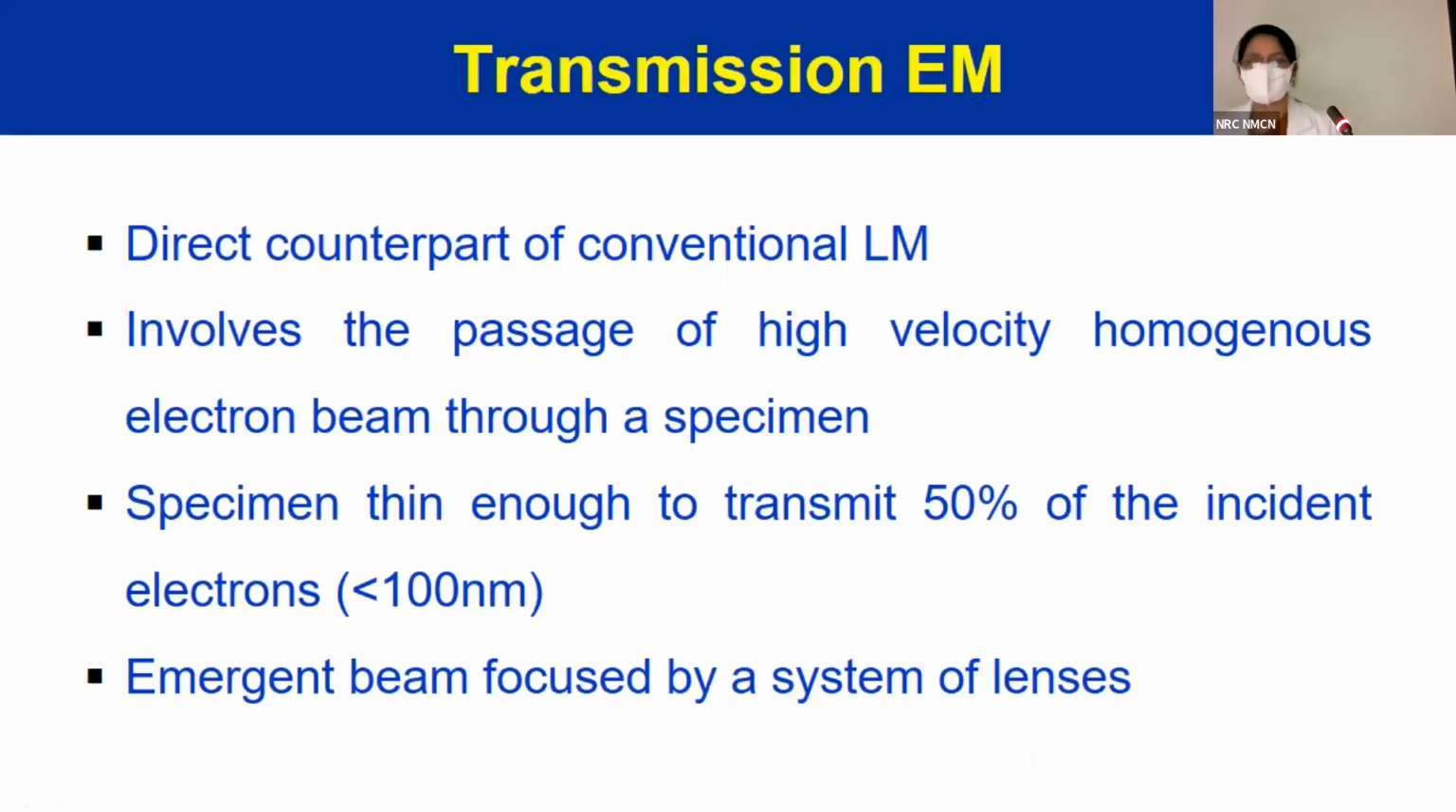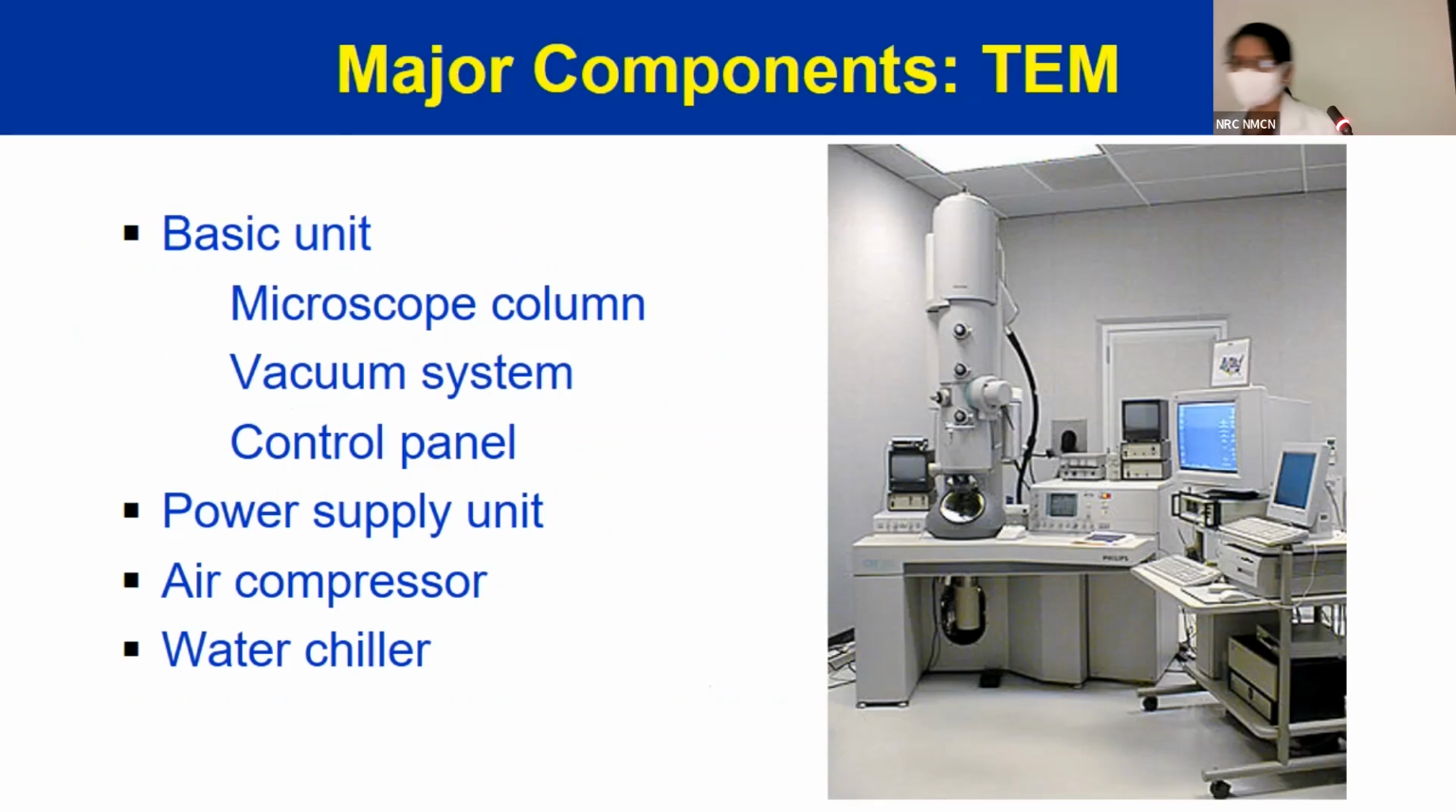So now I'll be talking just about the transmission electron microscope, because scanning will be taken up by Dr. Mitra. As I said, it is a direct counterpart and it involves a passage of a high velocity electron beam, and it is known as transmission because the specimen should be thin enough that around 50% of the electrons are transmitted. And that is why you will get an image, otherwise you will not get any image of the tissue that you have put in the electron beam. And the emergent beam is focused by a set of lenses which are electromagnetic lenses.